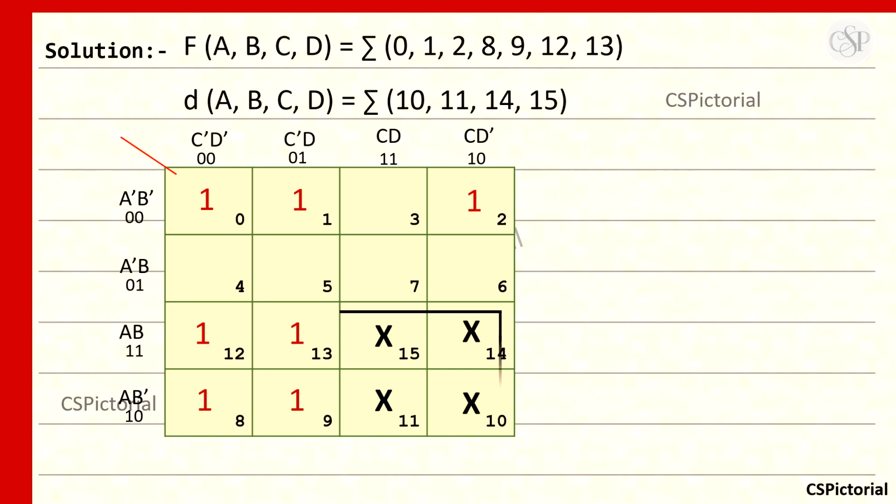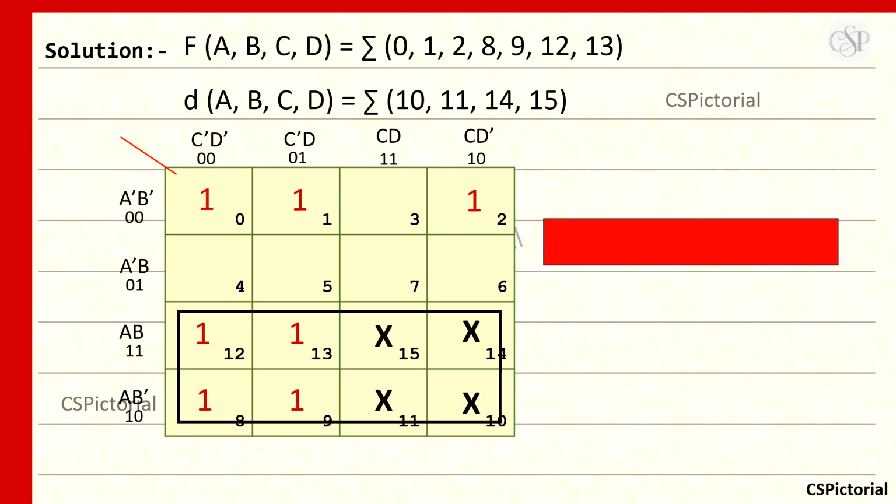Try making larger groups. Include don't care cells wherever possible. We get this octet only after involving the don't care cell. This group points to AB bar C bar D bar, C bar D, CD and CD bar. Here B bar, D bar, C bar and one more C bar get cancelled, leaving the term A in the final simplified expression. Then we make another quad and get the term B bar C bar.